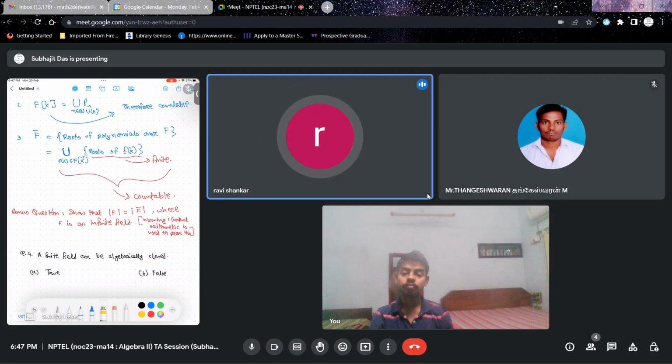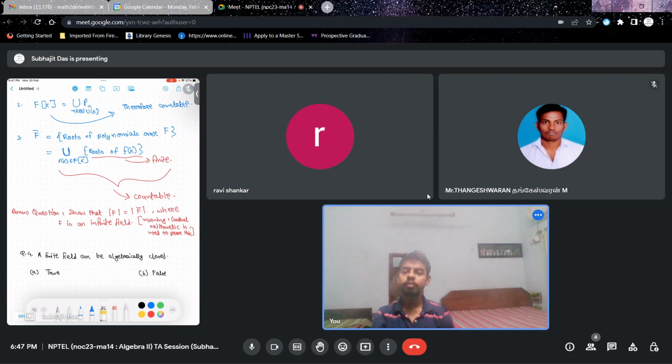In case of an infinite field, what will it be? What will not be closed? I don't understand. If you take an infinite field, every field has an algebraic closure, right? Yes, sir. So if you take an infinite field, then it also has an algebraic closure. So suppose this is your infinite field and this is the algebraic closure. These two will have the same cardinality. That is what the statement says.